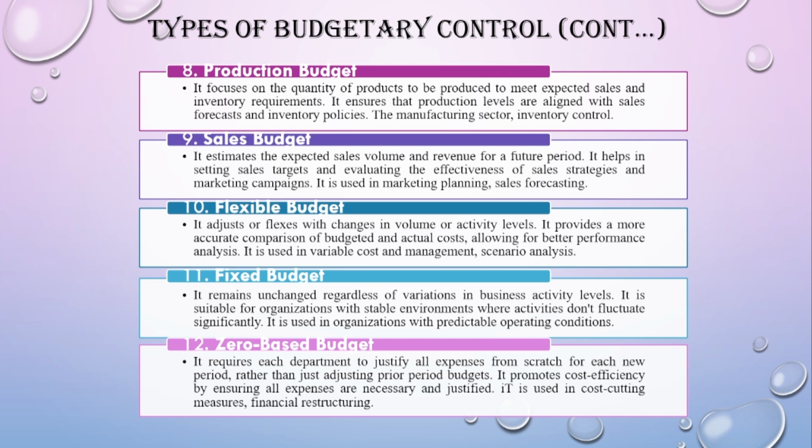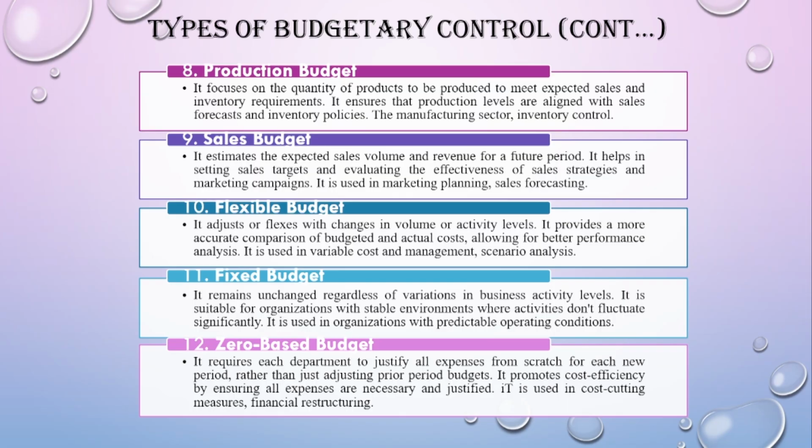Another type of budgetary control is called the sales budget. What is a sales budget? It estimates the expected sales volume and revenue for a future period. It helps in setting sales targets and evaluating the effectiveness of sales strategies and marketing campaigns. It is used in marketing planning and sales forecasting.